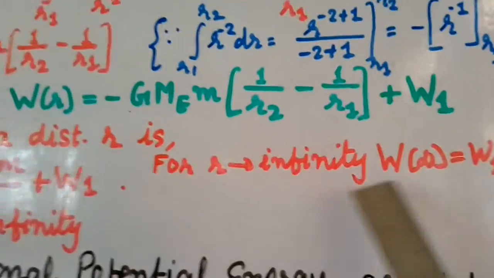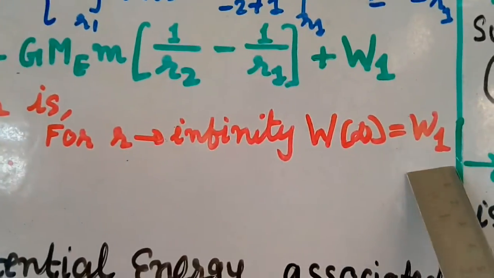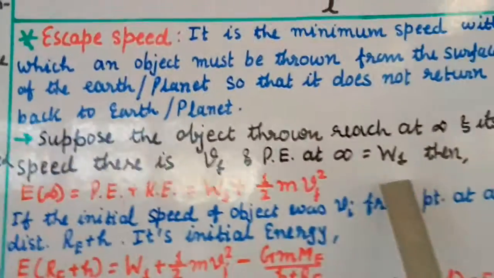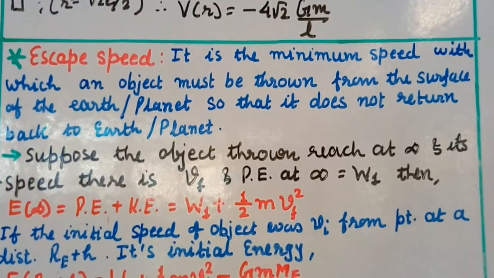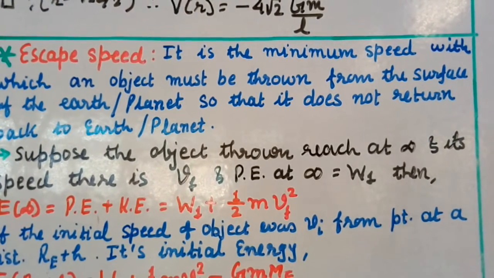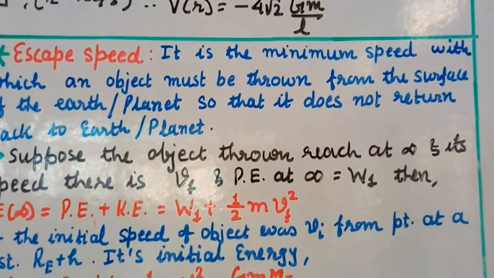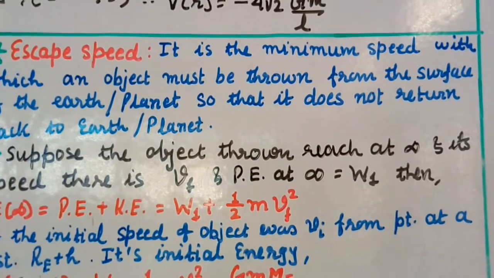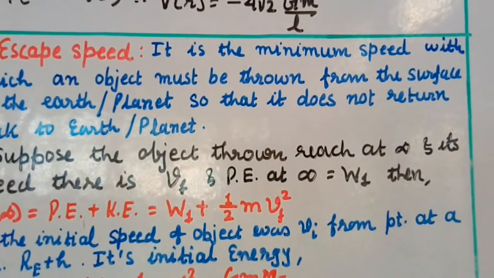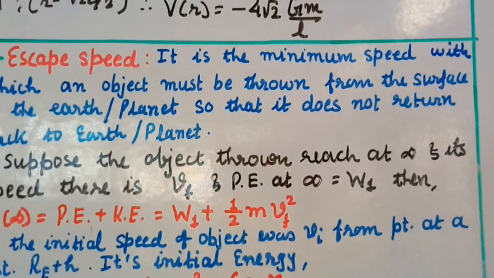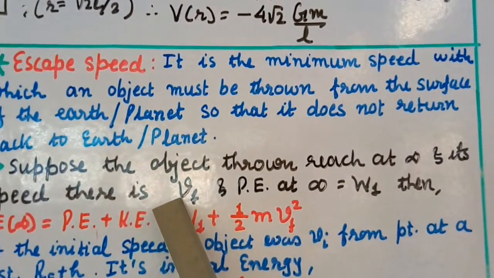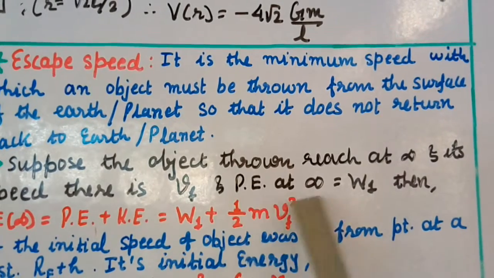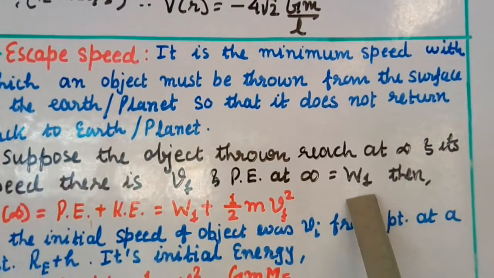Okay, we have already seen that W infinity is W1. So the potential energy is W1 at infinity. Now suppose we are throwing an object and it reaches infinity. That means it is out of the Earth's surface, out of the Earth's gravitational field. So it has escape velocity, and when it reaches infinity, we say its final velocity is Vf. And the potential energy at infinity we consider as W1.